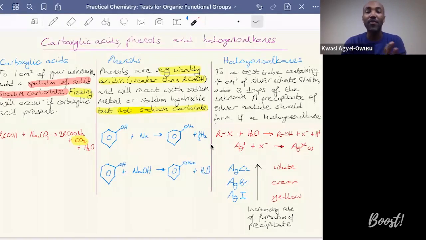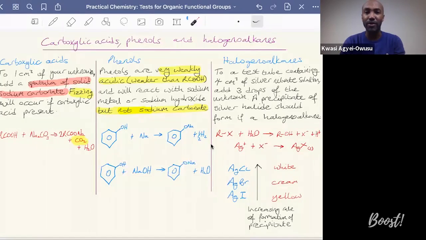And the final functional group that we want to look at is the halogenoalkanes. So in effect, we're talking about the carbon-halogen bond and how to detect the presence of such halogens in an organic molecule. The three halogens we're most interested in at A level are chlorine, bromine, and iodine, and to a lesser extent fluorine as well, but this is more when we come to talk about the different rates of reaction or hydrolysis of the carbon-halogen bond.